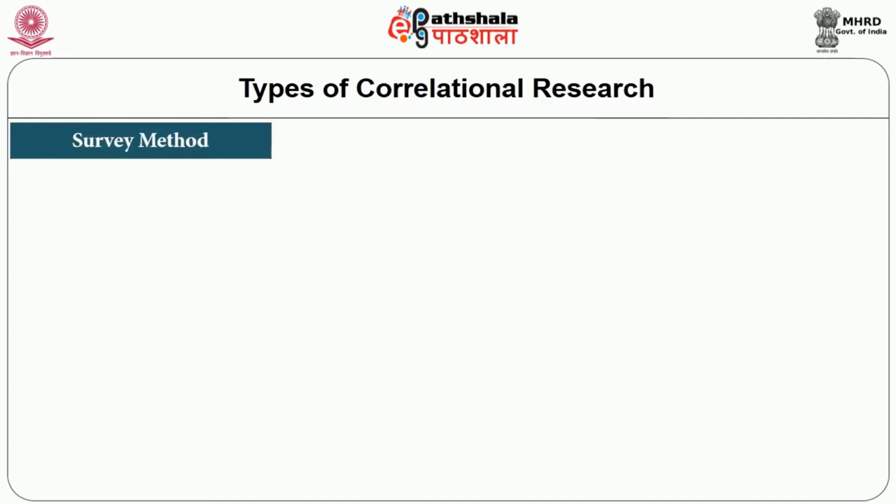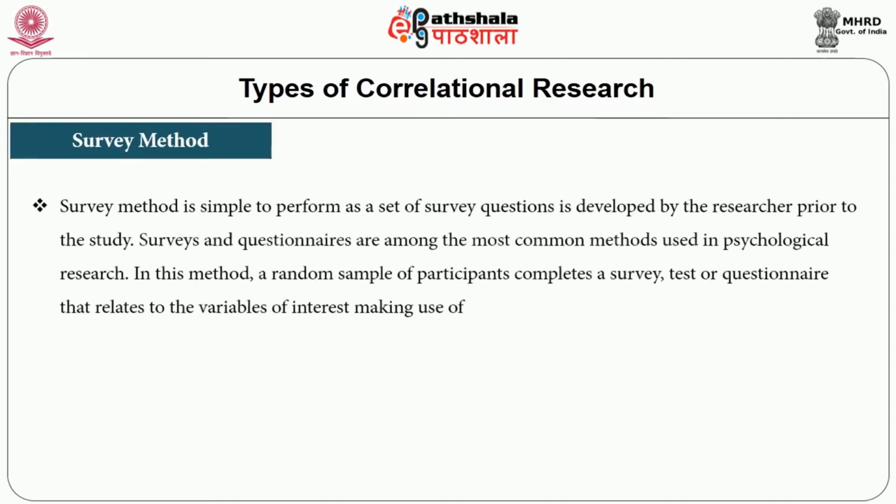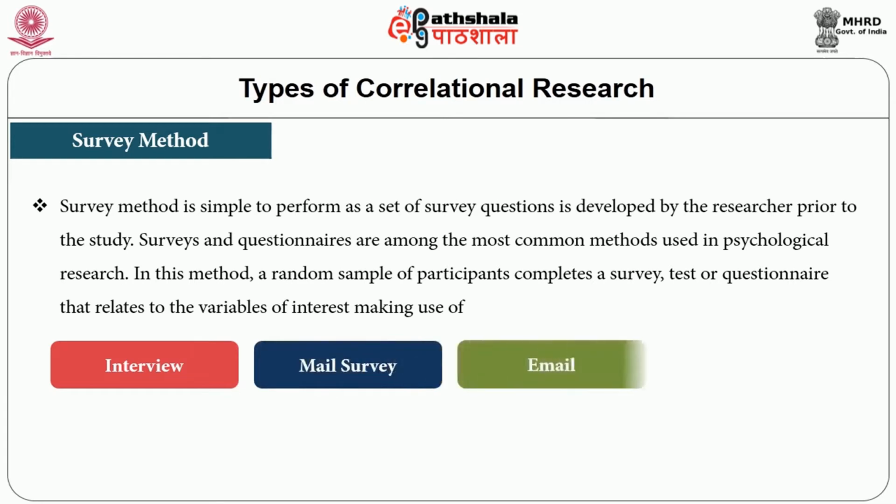The second method is the survey method. The survey method is simple to perform as a set of survey questions is developed by the researcher prior to the study. Surveys and questionnaires are among the most common methods used in psychological research. In this method, a random sample of participants completes a survey, test or questionnaire that relates to the variables of interest, making use of interview, mail survey, email or the internet.